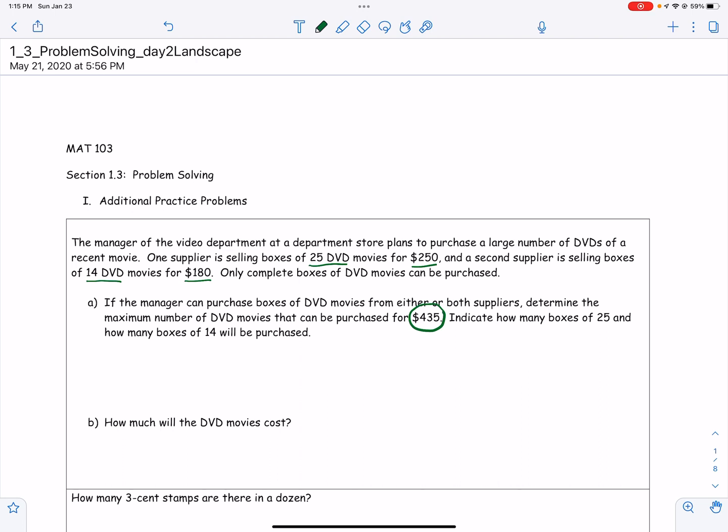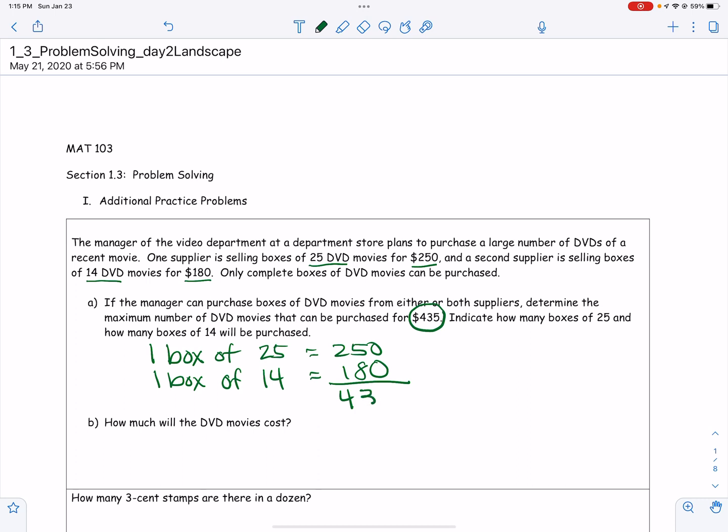So what I did was I just kind of did one box of each, okay? So one box of 25 was $250, and one box of 14 was $180. And if I added those up, I would get $430, which seems to be my answer, because if I did more than one box of 25, that's going to be 500. And if I did three boxes of 180, that's going to go over my amount.